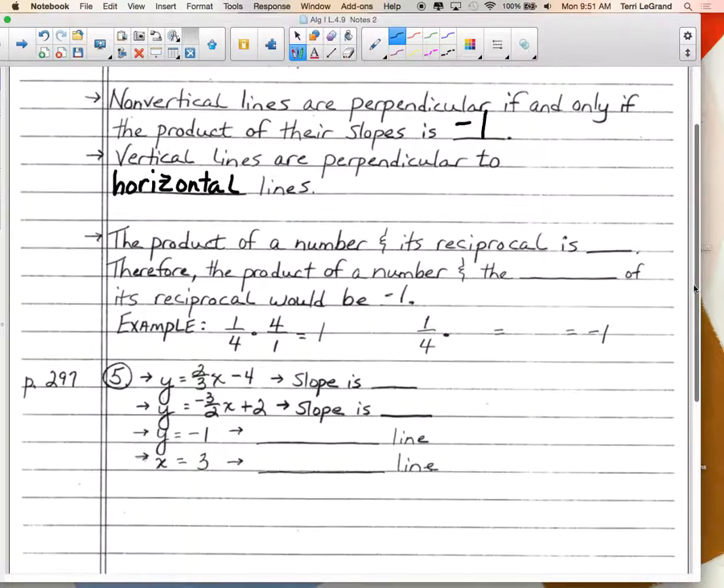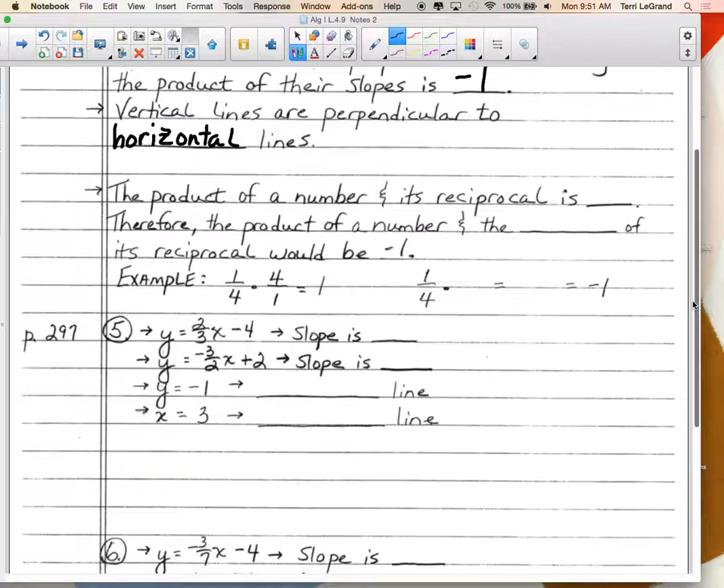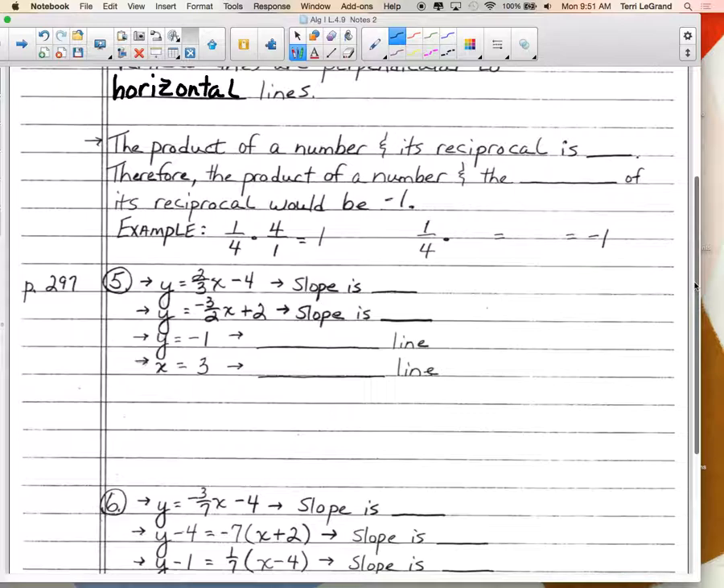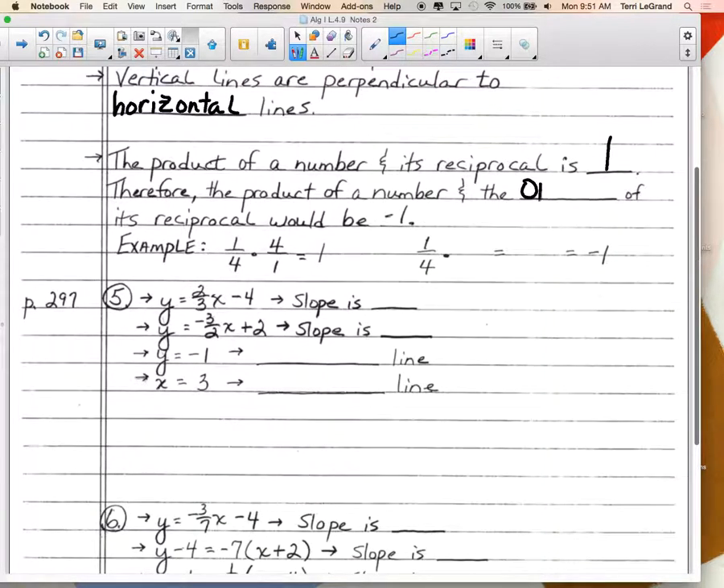And then the other thing we talk about is vertical lines are parallel to what kind of lines? Vertical lines. Vertical lines are perpendicular to what kind of lines? Horizontal, okay. So the product of a number and its reciprocal is, we already talked about this, the product of a number and its reciprocal, 1/3 times 3. 1, okay. Therefore, the product of a number and the opposite of its reciprocal.